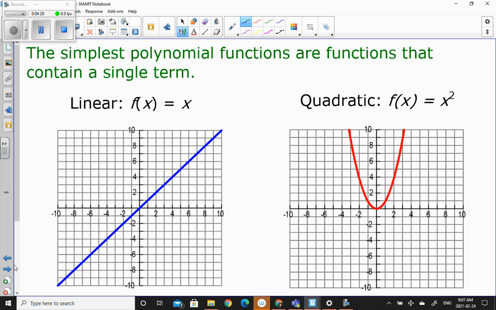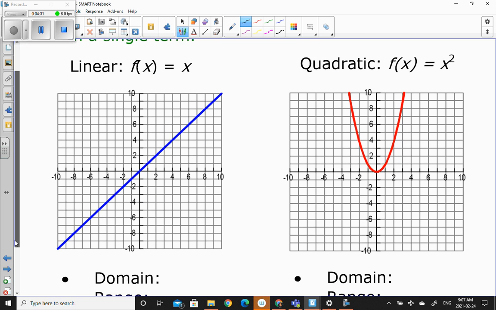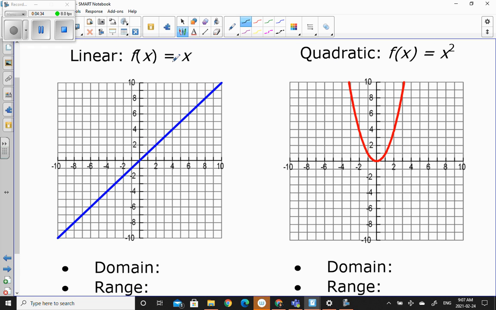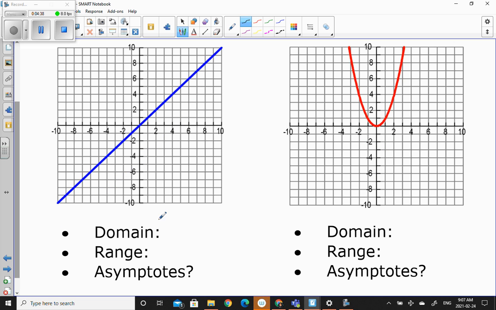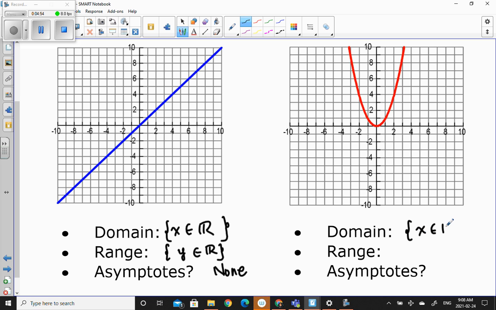So the simplest types of polynomial functions are what we've already seen: the linear function f of x equals x, and the quadratic function f of x equals x squared. The domain of this function is x is a real number. The range is y is also a real number. There are no asymptotes. There's none. Similarly, you know that the domain of a quadratic is x is a real number.